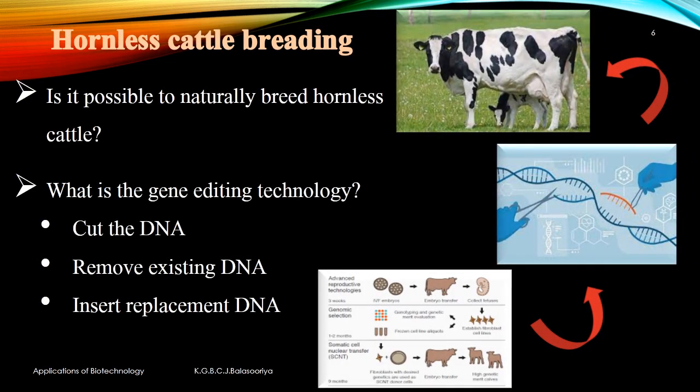Hornless cattle breeding. Angus cattle, which is a Scottish breed of small beef cattle, do not have horns. When they mate with dairy cows, half of their offspring are hornless, but the problem is that the quality and the yield of milk production is less. So, scientists wanted to breed hornless cattle but all dairy.